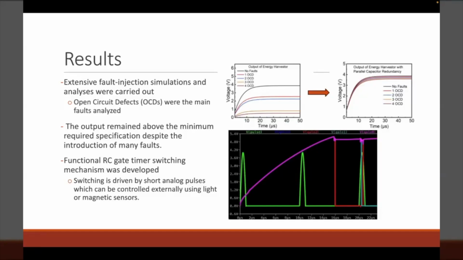This slide highlights the results of our fault injection test on the energy harvester. We focused on open circuit defects, which simulate broken connections in the circuit. In the top left graph, we see that as the number of defects increases, the output voltage drops sharply. However, the graph on the right shows that by adding parallel capacitor redundancy, we significantly improve stability even with four faults. The bottom wave shows our RC gate timer in action using analog pulses to control switching. Overall, our design maintains strong performance and resilience even under fault conditions.